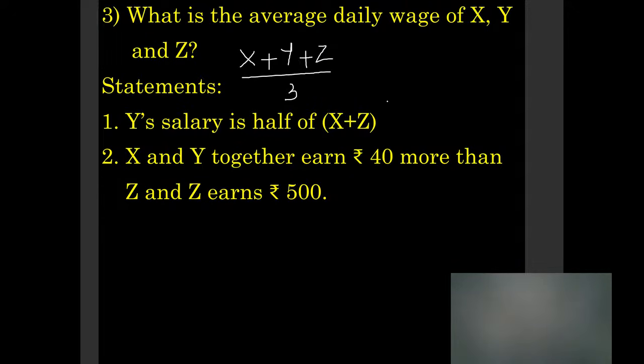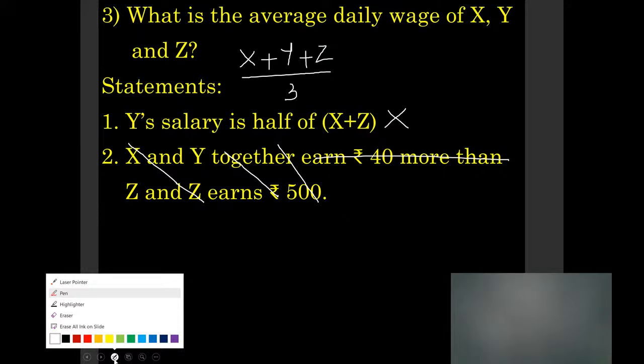Let us take the first statement alone. It says that Y's salary is half of X plus Z. As we don't have any rupees or values, we cannot answer from the first one alone. First one alone will not give us the answer. Next, we should check the second statement alone.